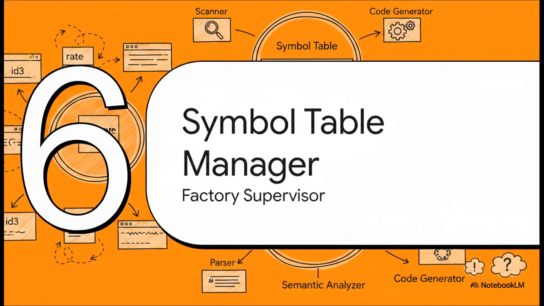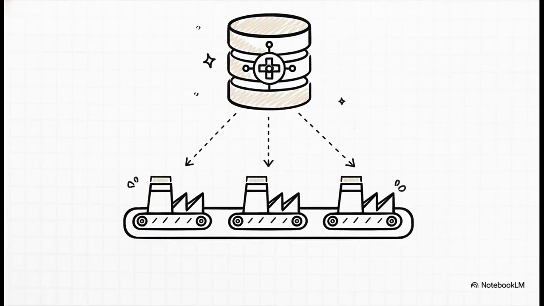And finally, Section 6, the symbol table manager, or as I like to call it, the factory's supervisor. But wait, hold on. How does the compiler actually remember that ID3 in the final assembly code was really the rate variable way back from step 1? Well, that brings us to the symbol table. Think of it as the factory manager. It isn't a station on the assembly line itself. Rather, it's a highly specialized data structure sitting above the pipeline, constantly interacting with every single phase. From the initial lexical scanning all the way to code generation, it uses advanced pointer concepts to track variable scopes, memory allocation, and data types.